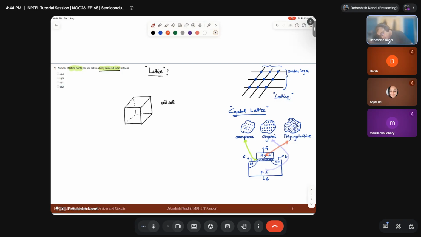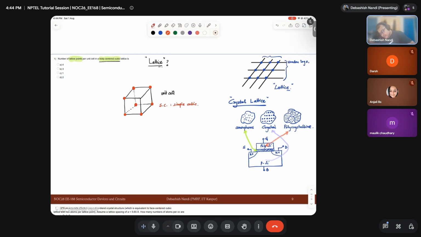So atoms basically sit on, if the atoms are sitting on these locations, these are called SC or simple cubic. Fine. There are other possibilities as well.